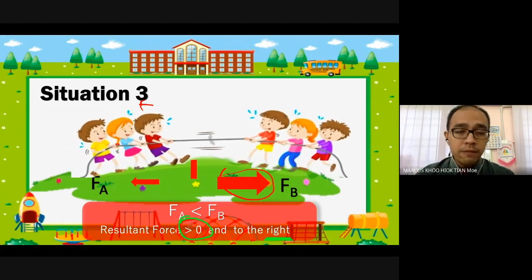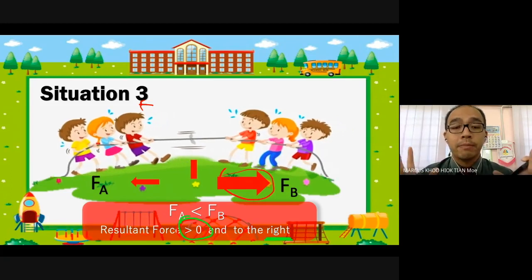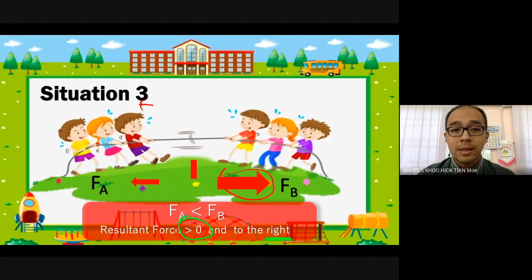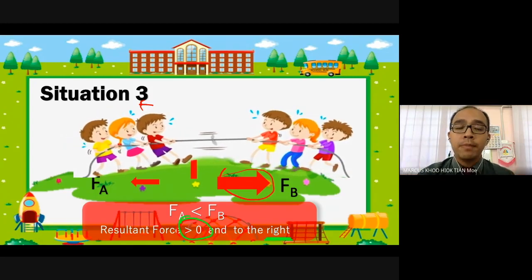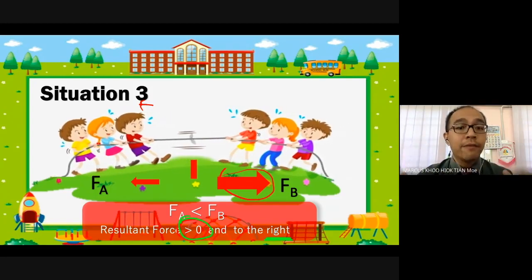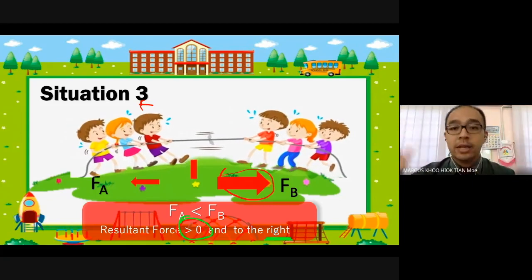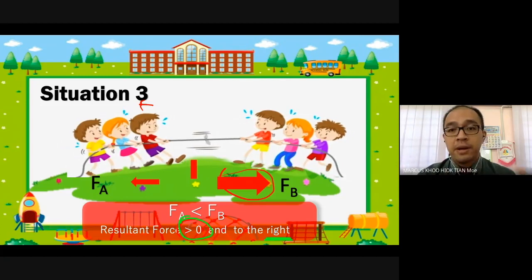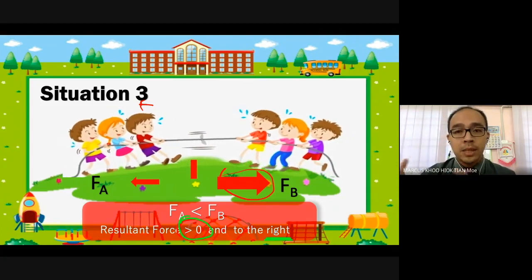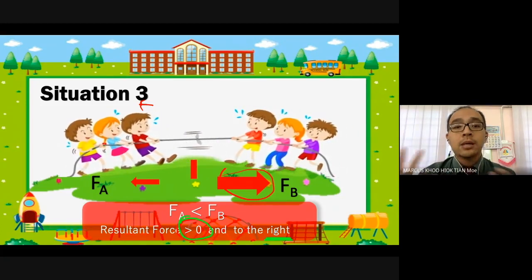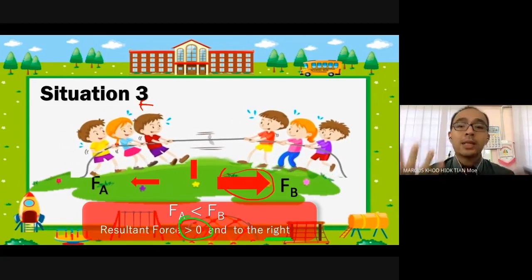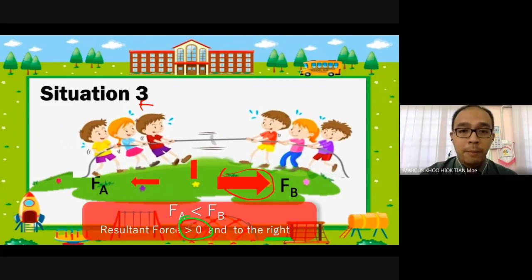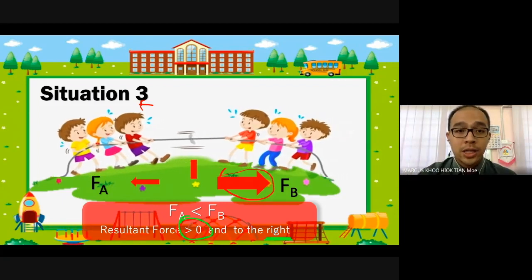So the resultant force can be more than 0, but the direction of the resultant force is what matters. And of course, the direction with the bigger force will obviously have the resultant force towards that direction. It's very logical. If one side pulls more strongly, of course the total force when we consider it will point in the direction of the stronger side. That's very logical.